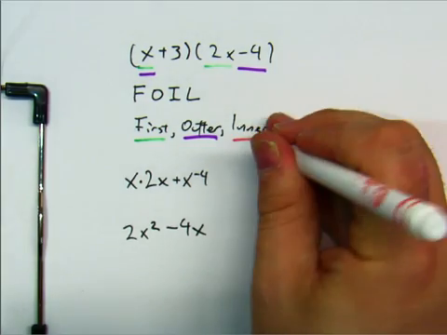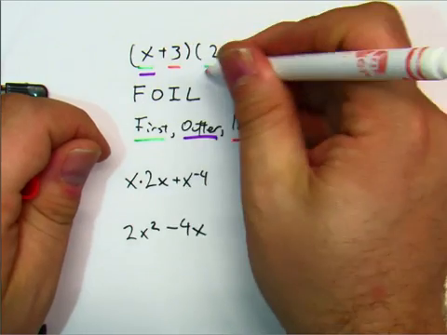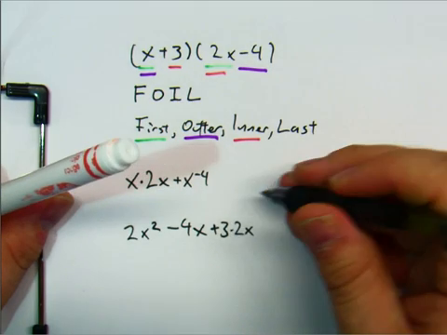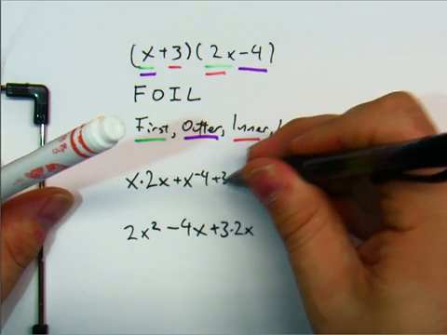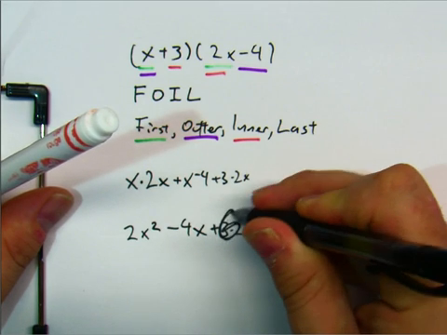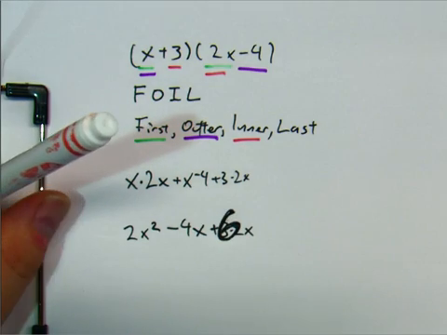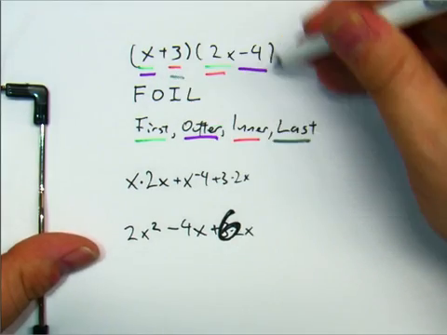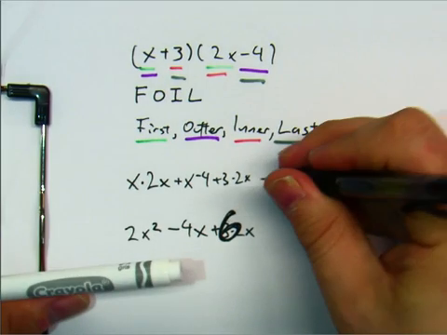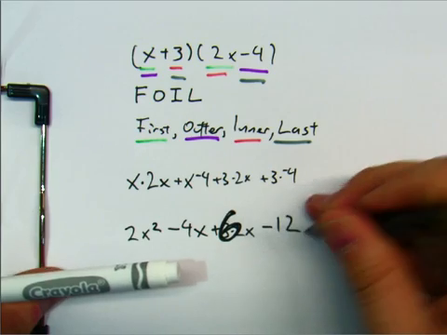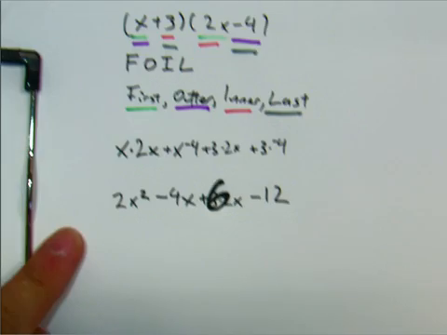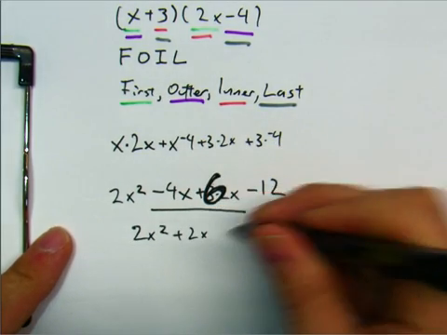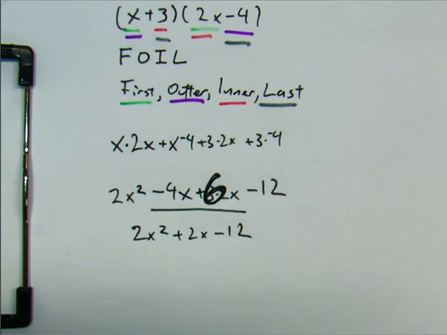Next are the inner numbers, the numbers on the inside, 3 and 2x. So plus 3 times 2x. Whoops, I should have written that here. Plus 3 times 2x, because that becomes 6x. And finally, my last numbers, which are 3 and negative 4. So plus 3 times negative 4, or negative 12. Thus, I have this expression here. I combine my like terms: 2x squared plus 2x minus 12. Exact same response as we got before.